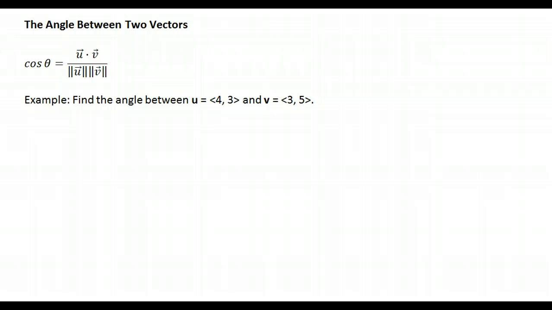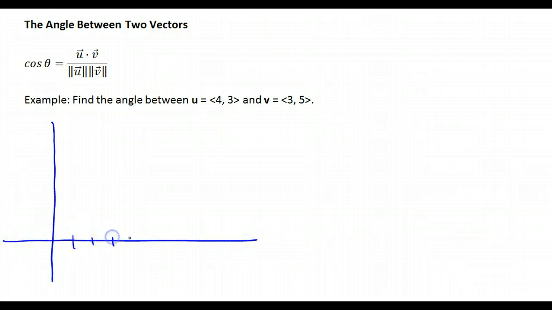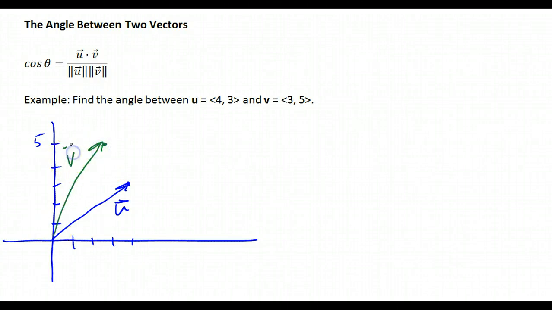Okay, so the dot product also helps us find the angle between two vectors. So if I have a vector u that's going 4, 3, so let's see, 1, 2, 3, 4, 1, 2, 3. So here's vector u. And then I have a vector v that's going 3, 5. So here's vector v. Then here's the angle theta between them. Well, we can get that angle theta by using this formula right here. Okay? So let's just work it out.